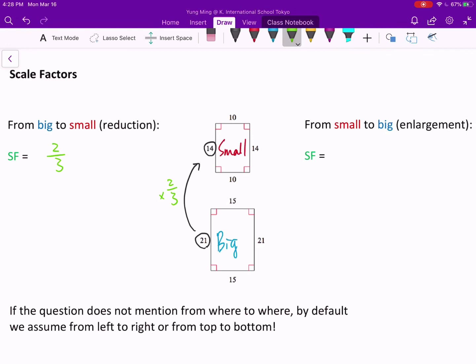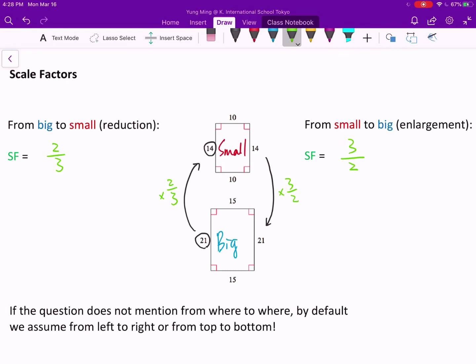On the other hand, if you want to find the number to multiply by to get from the small to the big, you basically need to do the other way around. That means you can just turn the fraction upside down. You will get your scale factor from small to big being 3 over 2. If the question does not mention from where to where, by default we assume from the left to the right and from the top to the bottom.